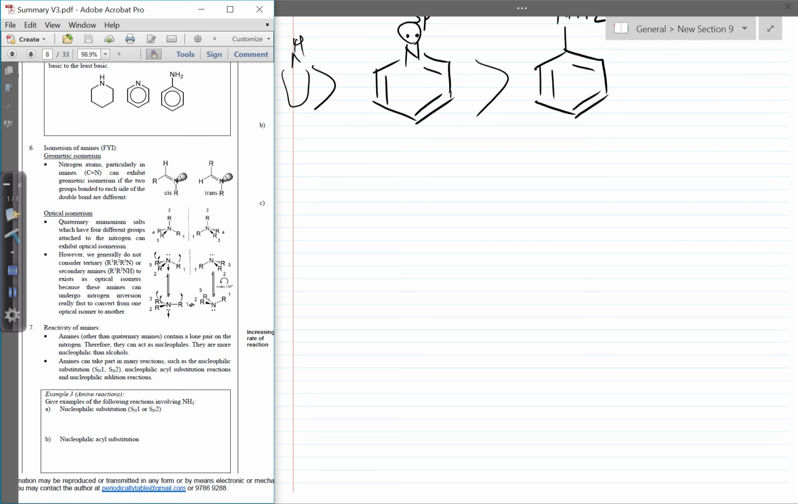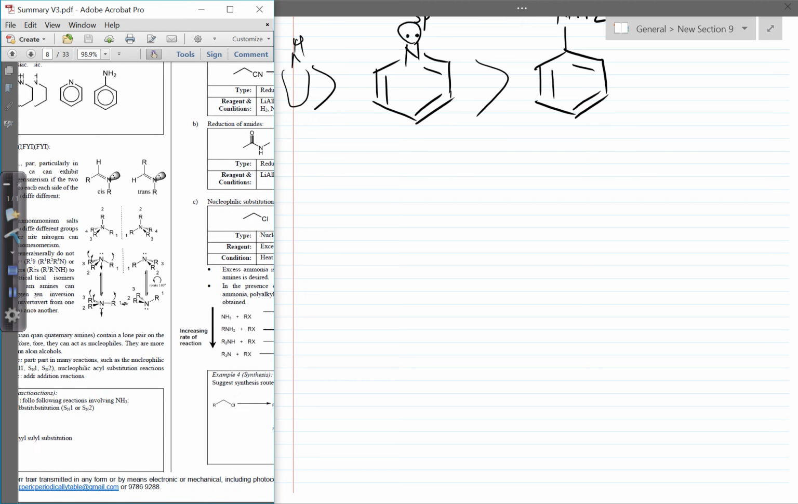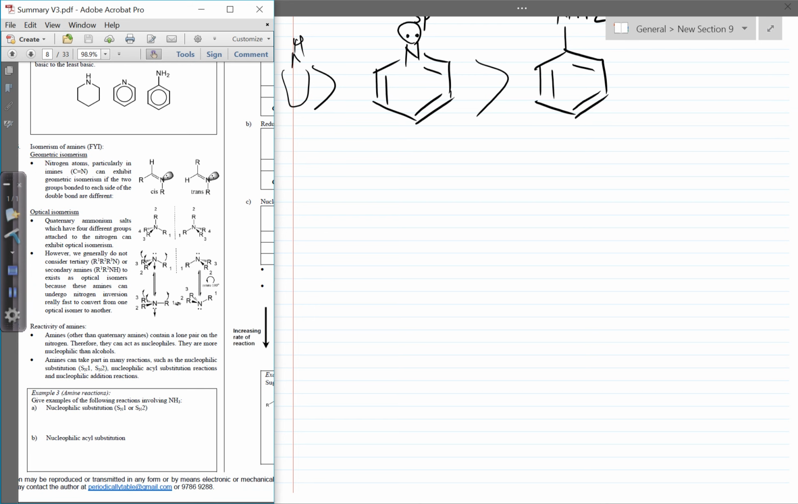So next, reactivity. But take note, quaternary amines can have optical isomers. It's only the others, right? So for amines, reactivity. Amines contain lone pairs, so they can act as nucleophiles. And they are more nucleophilic than alcohols, right? Because nitrogen is less electronegative, right? Amines can take part in many reactions such as nucleophilic substitutions, nucleophilic acyl substitution reactions, and nucleophilic addition reactions, etc. Right? You have seen these examples, so can you write down these examples? Just give me the general equation can already, right? What reacts with what?